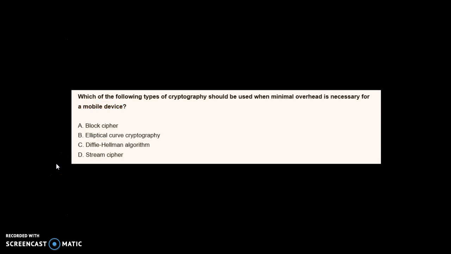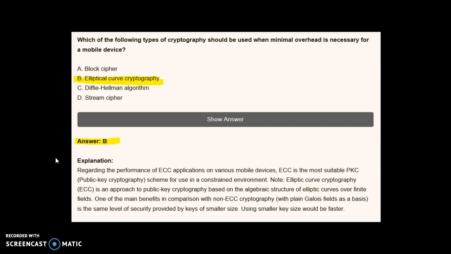Which of the following types of cryptography should be used when minimal overhead is necessary for a mobile device? The answer is B. Elliptic curve cryptography. Regarding the performance of ECC applications on various mobile devices, ECC is the most suitable PKC, public key cryptography, scheme for use in a constrained environment.